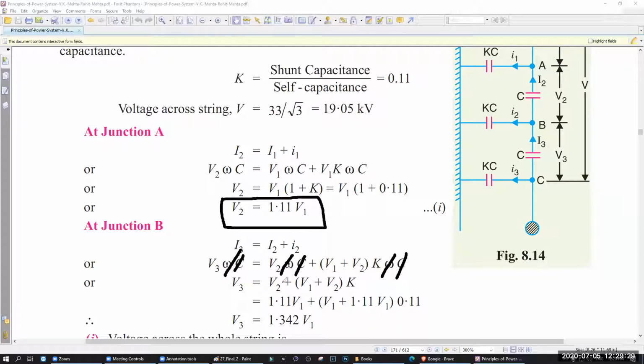Put it here. V2 is equal to 1.11 V1. V1 is V1. V2 is equal to 1.11 V1. K is equal to 0.11. From there, if you add all of those and simplify, you will find V3 is equal to 1.342 V1, right? Yes, sir. Okay.